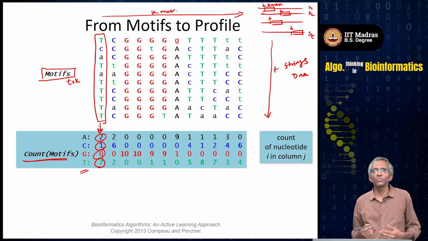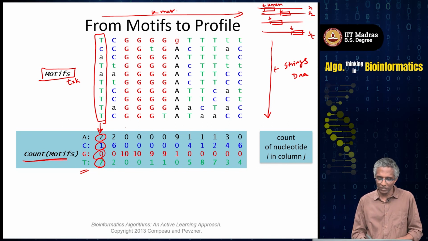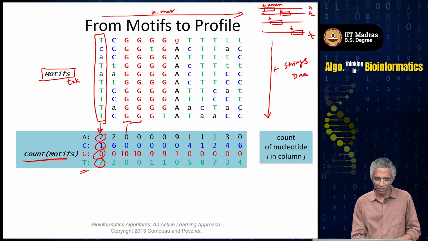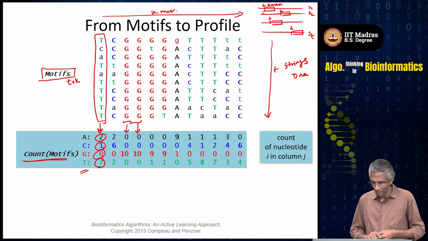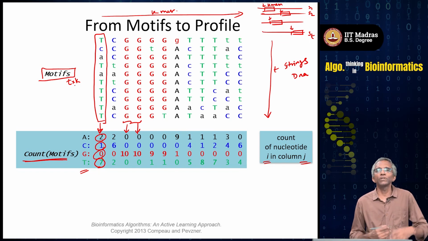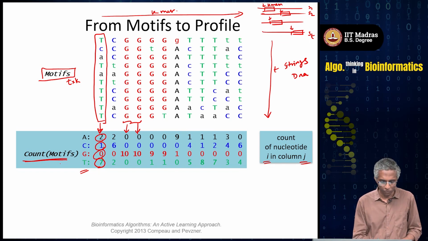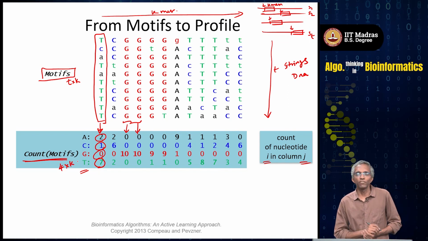And these are DNA sequences, so your alphabet size is 4: you have ACGT, and you just do that count. In these two columns, for instance, you have all G's. So you have 10 and 10, and everything else is 0. This is the count of nucleotide I in column J. So from your T cross K matrix, you have now collapsed it into a 4 cross K matrix, where 4 is the size of your alphabet.